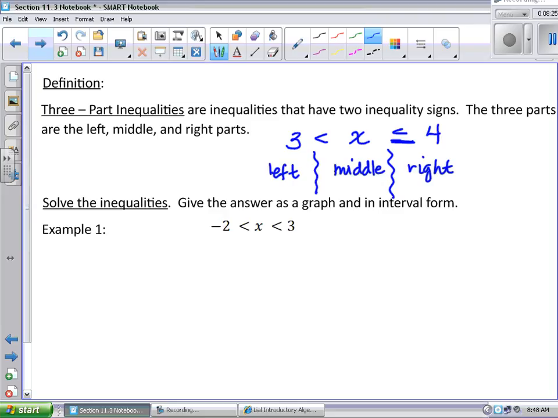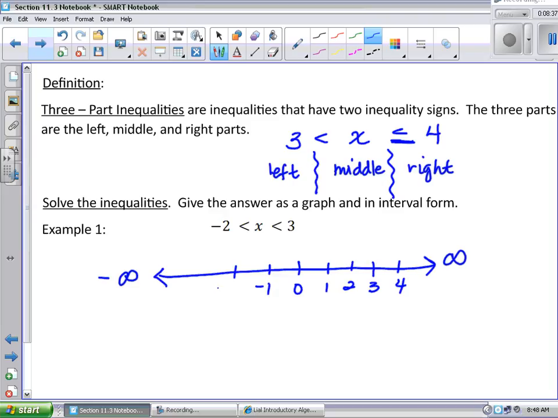When we give our answer to a three-part inequality, we're going to draw our number line and label some of our numbers on the number line. And now when I look at the inequality, negative 2 is less than x is less than 3. X is in the middle, so we're going to shade in the middle of negative 2 and 3. So if I shade in between negative 2 and 3, then I look at my inequality signs.